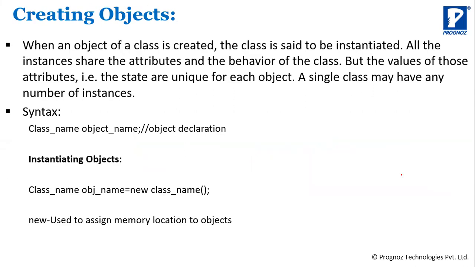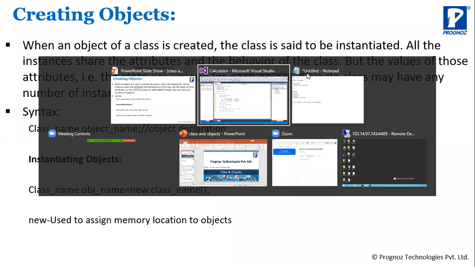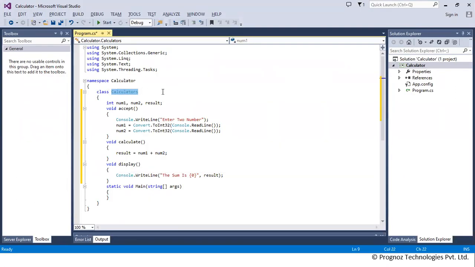Then how to create an object? What is the syntax to create an object? When an object of the class is created, the class is said to be instantiated. All instances share the same attributes and the behavior of the class. Let's suppose I'm creating three objects of the calculator class. The same properties and same behavior will be shared and accessible to every object. That is the thing you just need to remember.